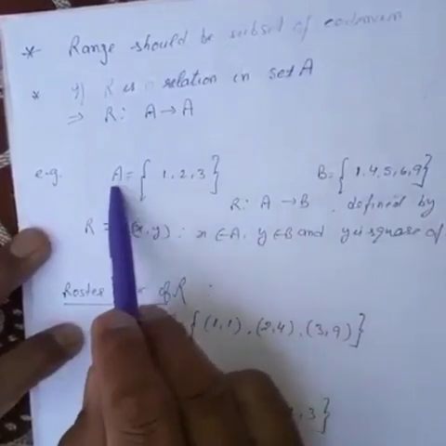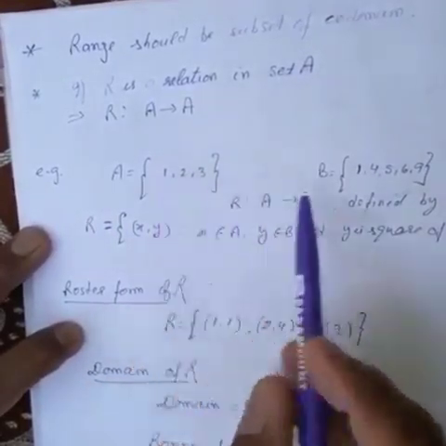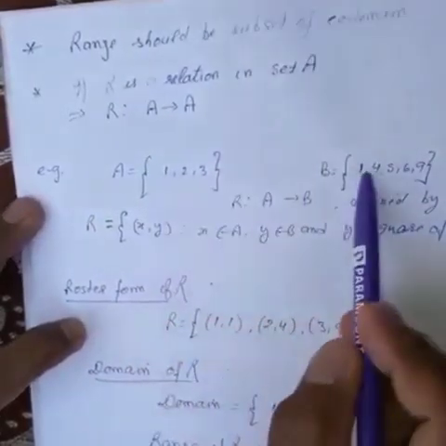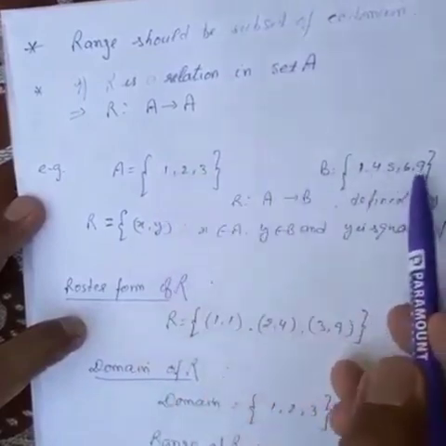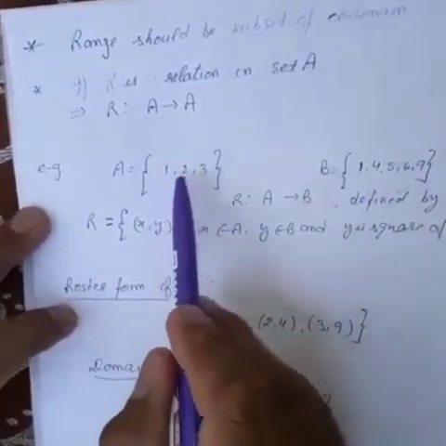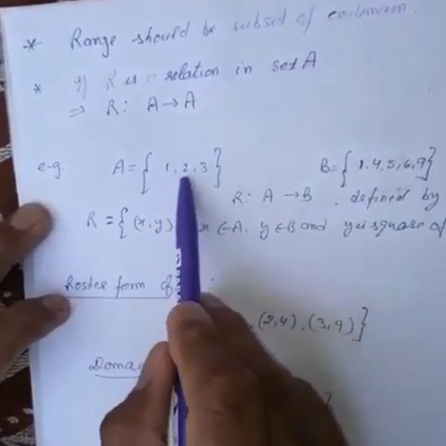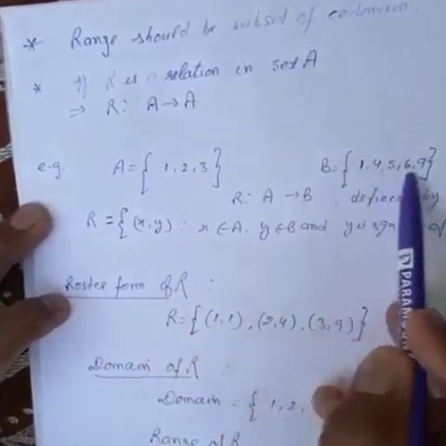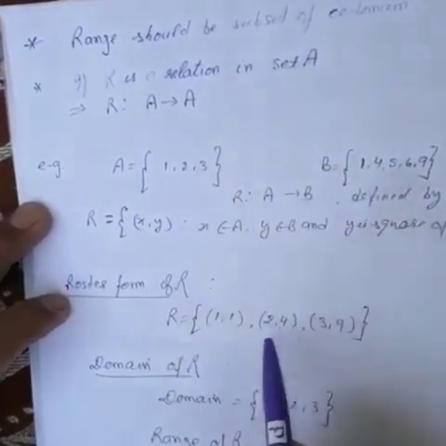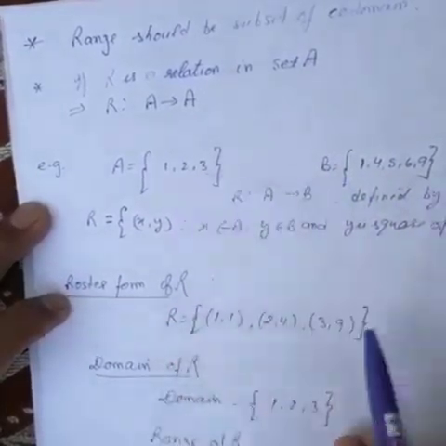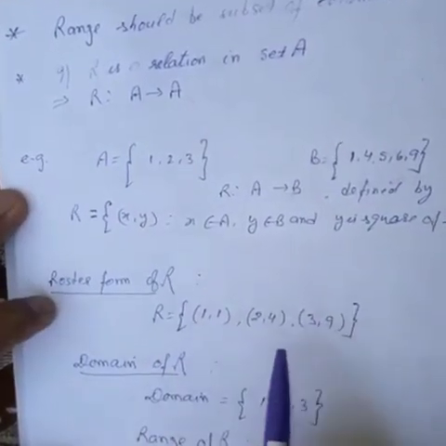So you select the first element of A, 1, and the second element should be the square of the first element. The square of 1 is 1, so (1, 1). Similarly, all other ordered pairs that are not present will be rejected. Now the second element of A is 2. What is the square of 2? It is 4. We will search whether it is present or not. Yes, it is present. So pair 2 with 4, so (2, 4). Similarly (3, 9). And there are these 3 elements. So this is the roster form of R.